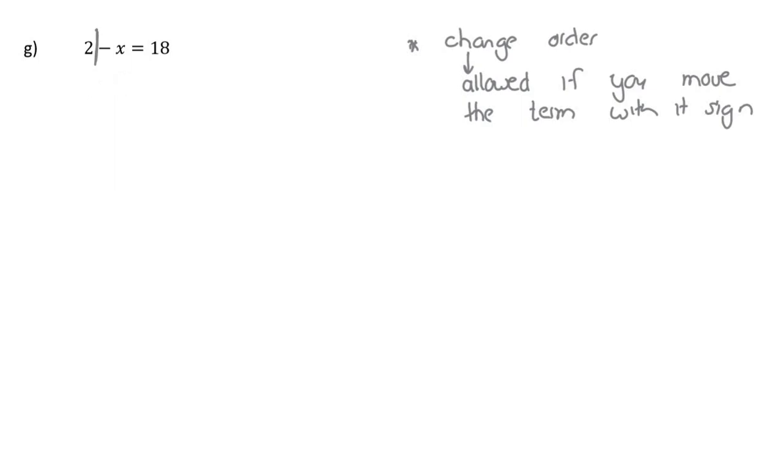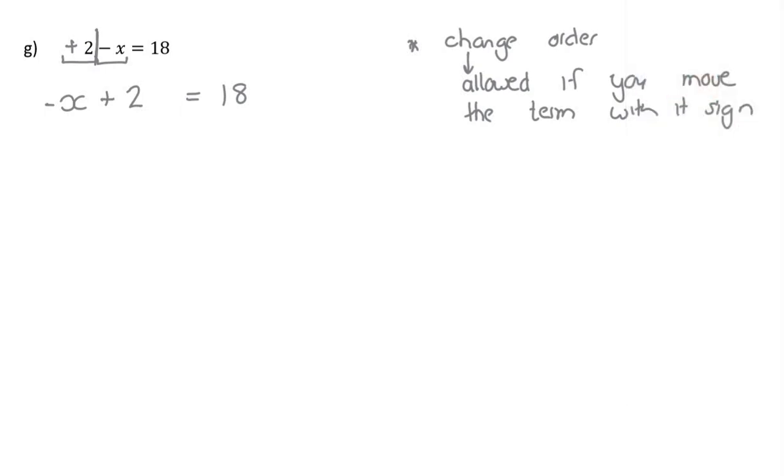What you can do is you can say this is negative x. So can I write my negative x first? This is technically a positive 2. So can I write my positive 2 second equals 18. So if you don't like this, which most people don't like it being written like that, swap the orders by taking the term and moving it with its sign, and then you can solve it normally.